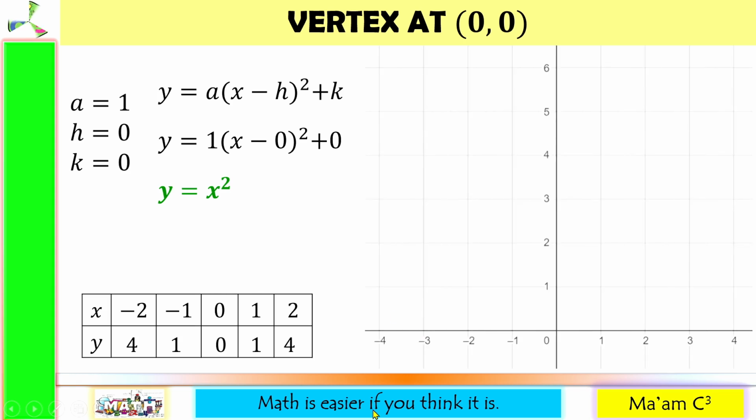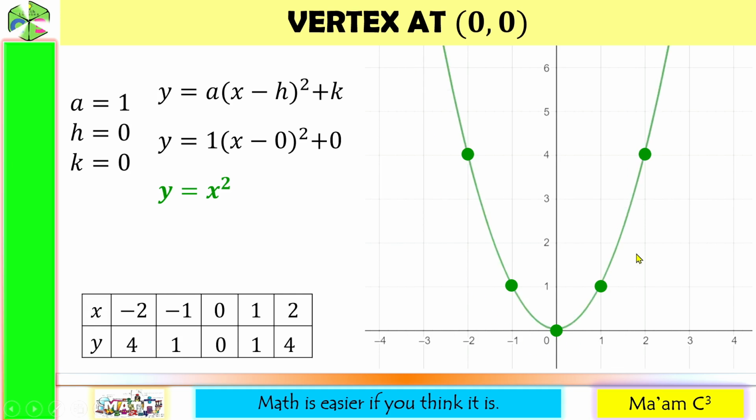Let us graph this. We have negative 2, positive 4. Then we have here negative 1, positive 1. 0, 0 is at the origin. Then we have 1, 1. And the last one, we have 2 for x, and y is 4. Now let us connect the dots. This is the graph of our mother function y is equal to x squared. All transformation of graphs that we will discuss later will be derived from this graph.